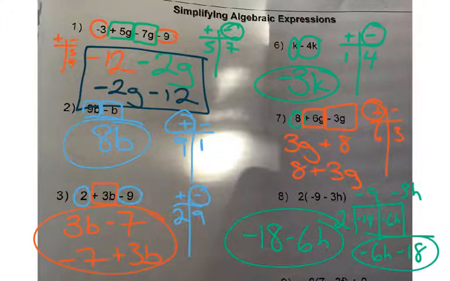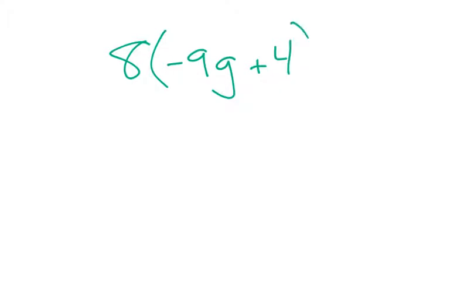You can do the last 4 problems by yourselves. 3 of them are distributive properties, so you will need to distribute with the box method or the arrow method. Actually, you know what? I'll give you one more because number 4 and number 9 have variables tacked on. So let's do number 4 together. Number 4 says 8 times the quantity of -9G plus 4, close parentheses, minus 7G.